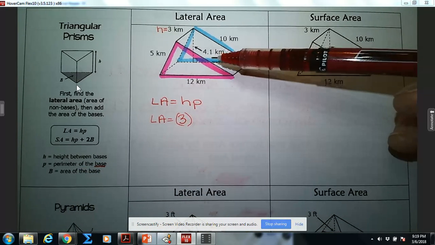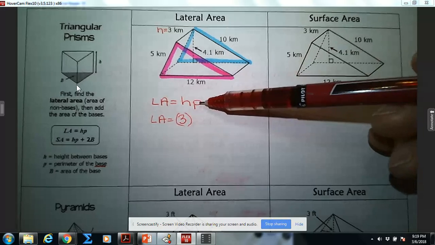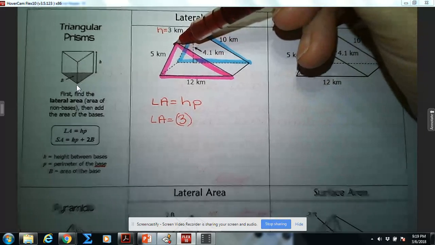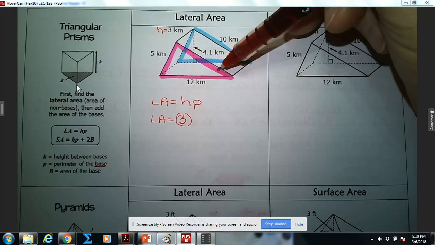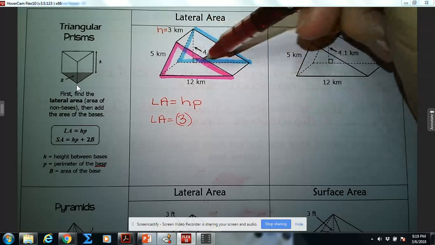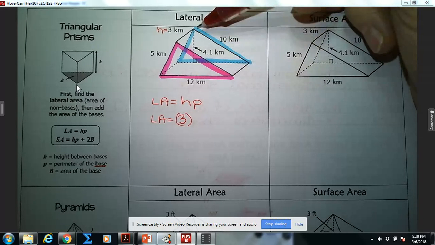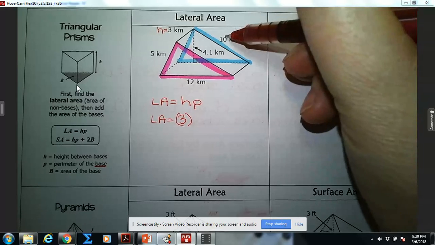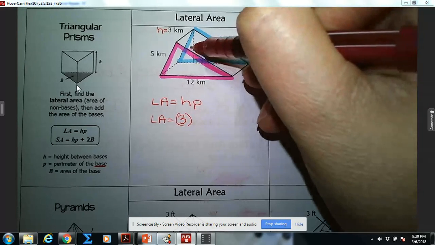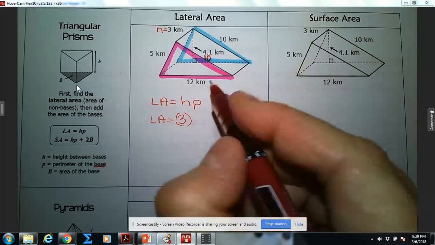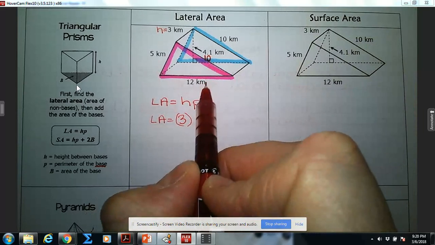All right, the next thing we need to look for is the perimeter of the base. So let's check this out. Perimeter of the base. Well, the pink base has 5, 12, and some unknown value. And the blue base is missing the 5, it's missing the 12, but it has 10. Well, we know these two triangles have to be congruent. They have to be congruent in order for it to be a prism. So we could transfer this 10 onto this base.